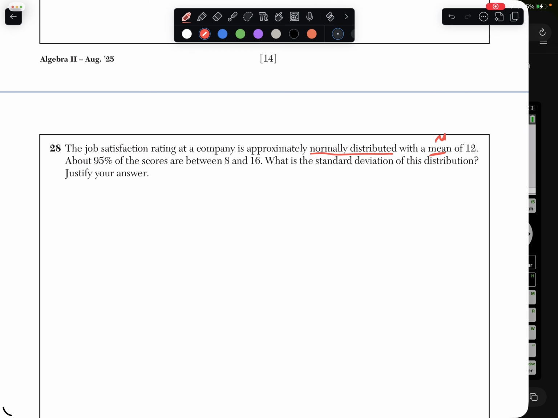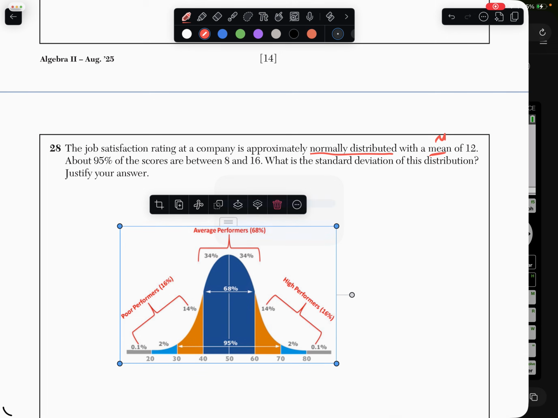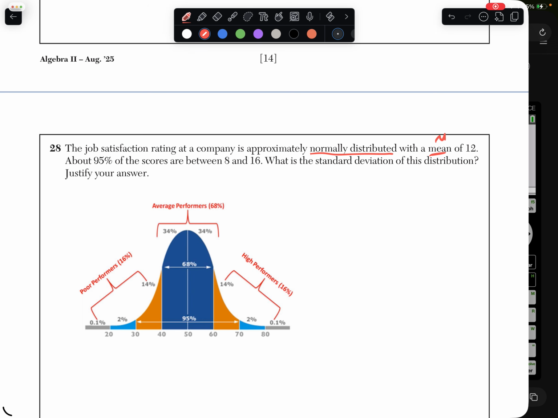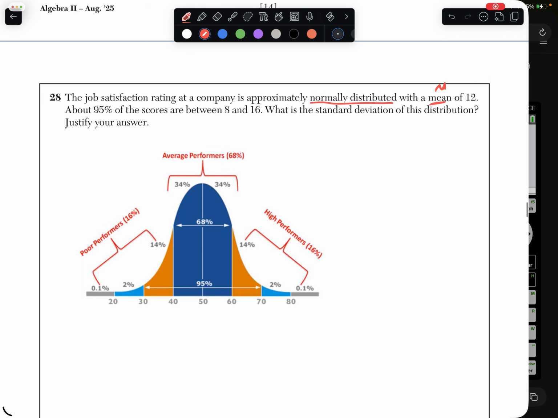Okay, for this one, you have to remember the bell curve, the normal distribution, and how the standard deviations are involved. Let me paste a picture here so that it's a little bit easier to see. Okay, so here, this is the graph that you're supposed to remember, the bell curve. So plus or minus 1 standard deviation.